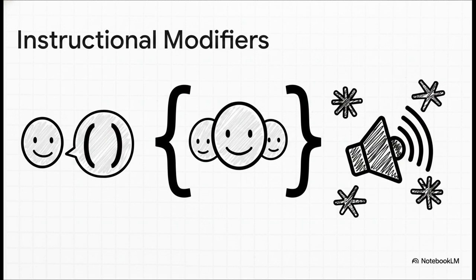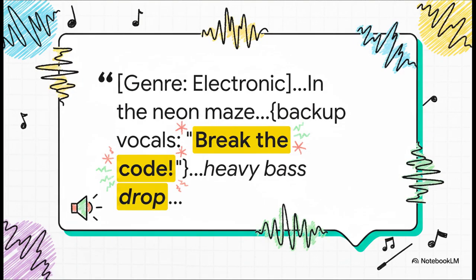So you can use parentheses for spoken lines or whispers, you use those curly braces for backup vocals, and you can even use asterisks to call out specific sound effects, like, you guessed it, a heavy bass drop. So when you put all of that together, you get a prompt that looks something like this. And I know, at first glance, it might look a little intimidating.